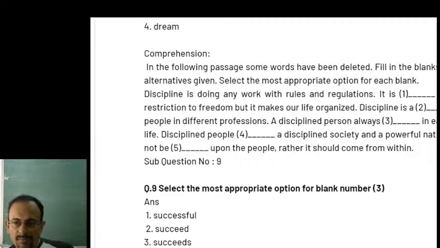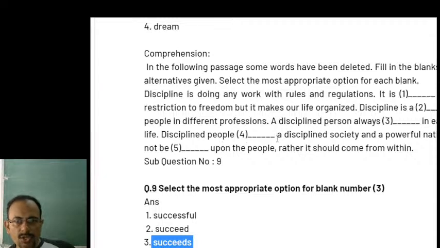Number nine. Now number nine. Like Tanvi, Prakhar, Bhagyasri, Mayur. Okay, number nine is three. Succeeds. Very good. Okay, next.